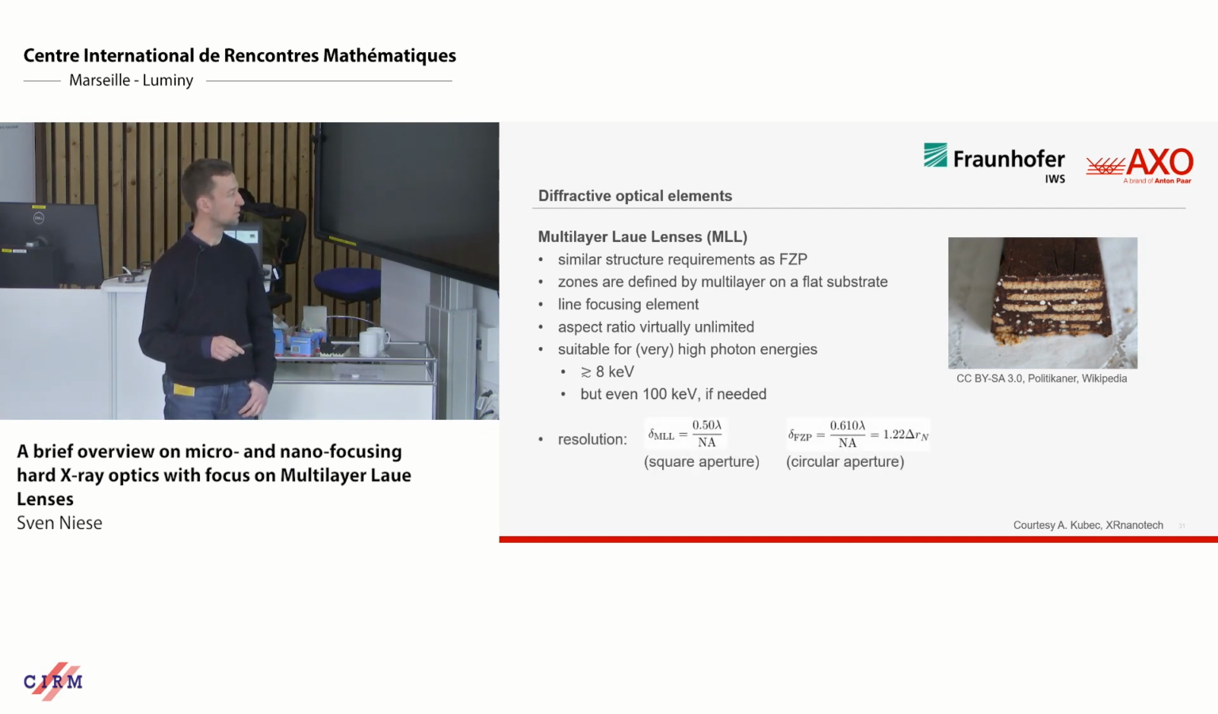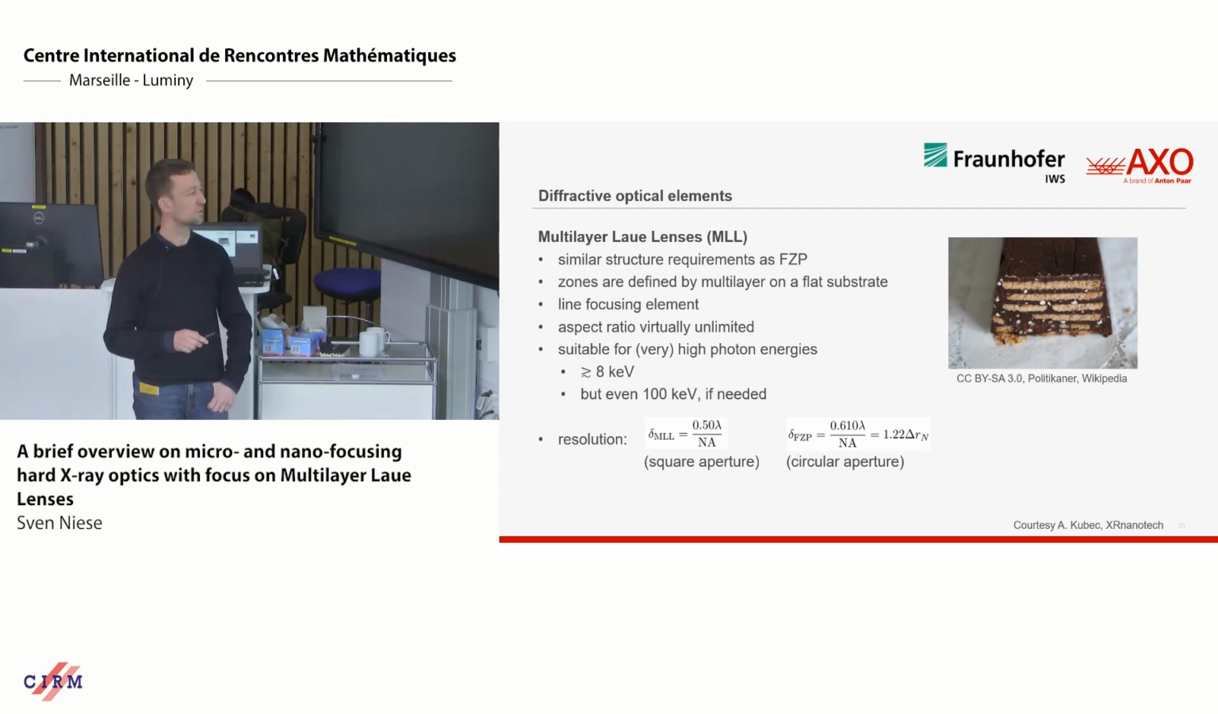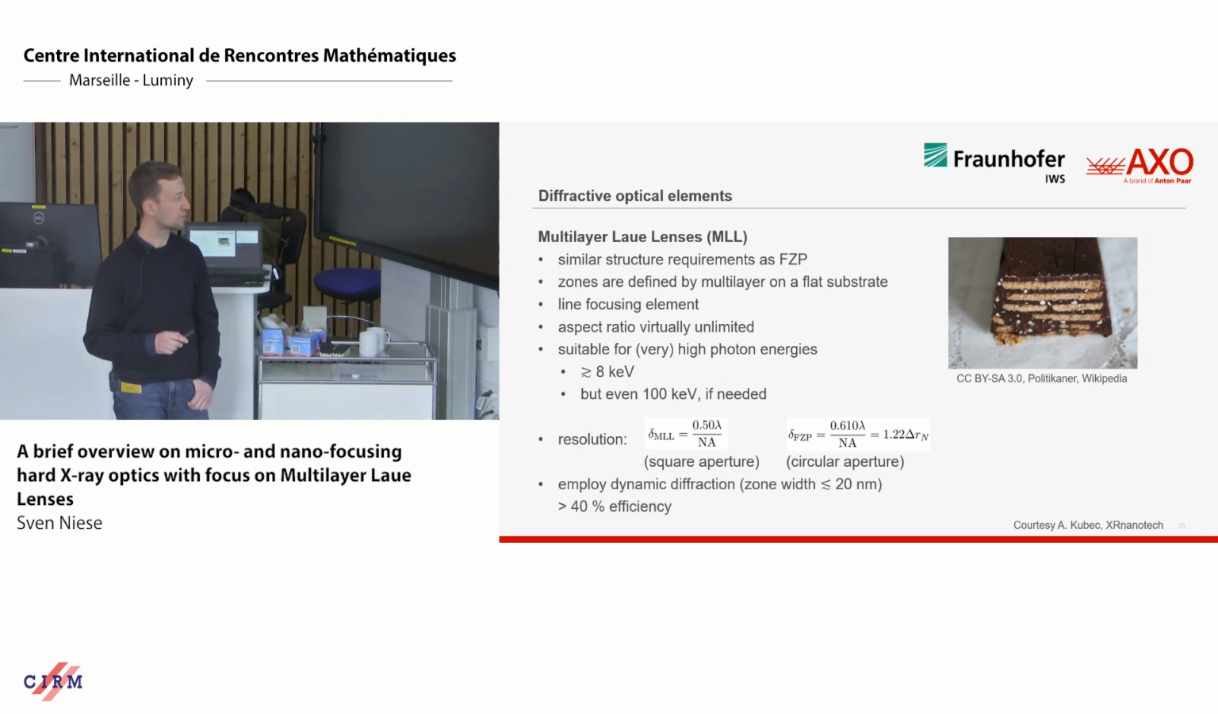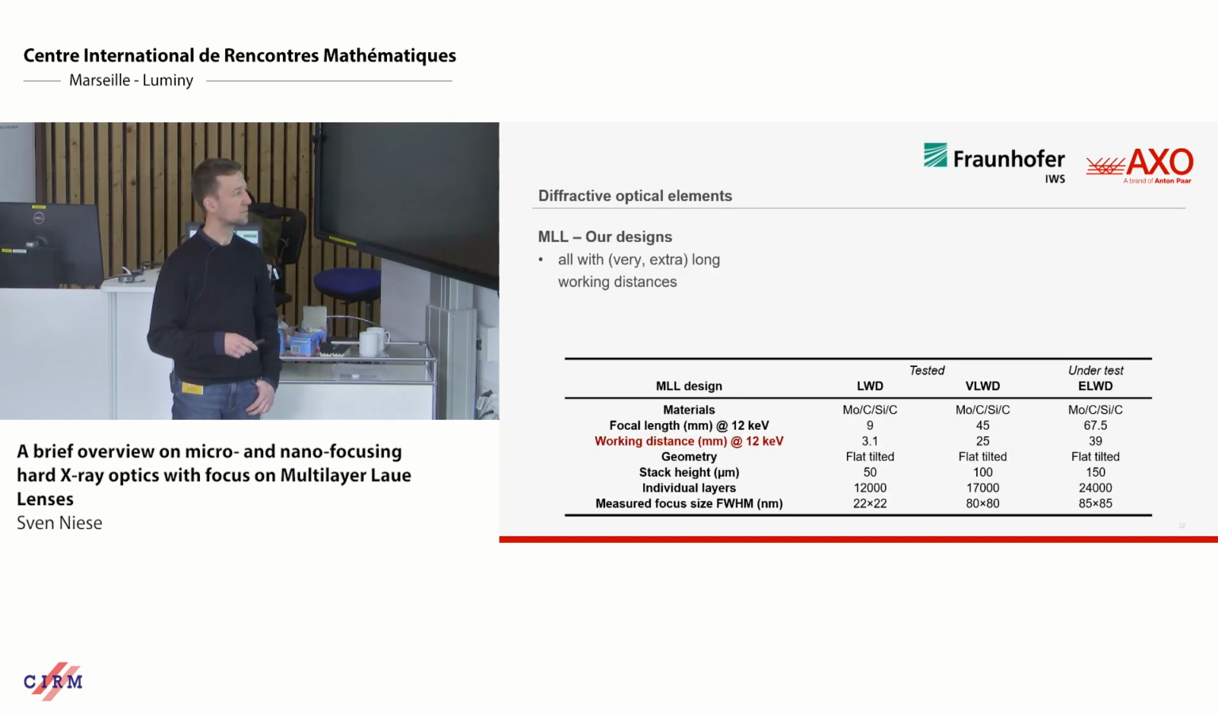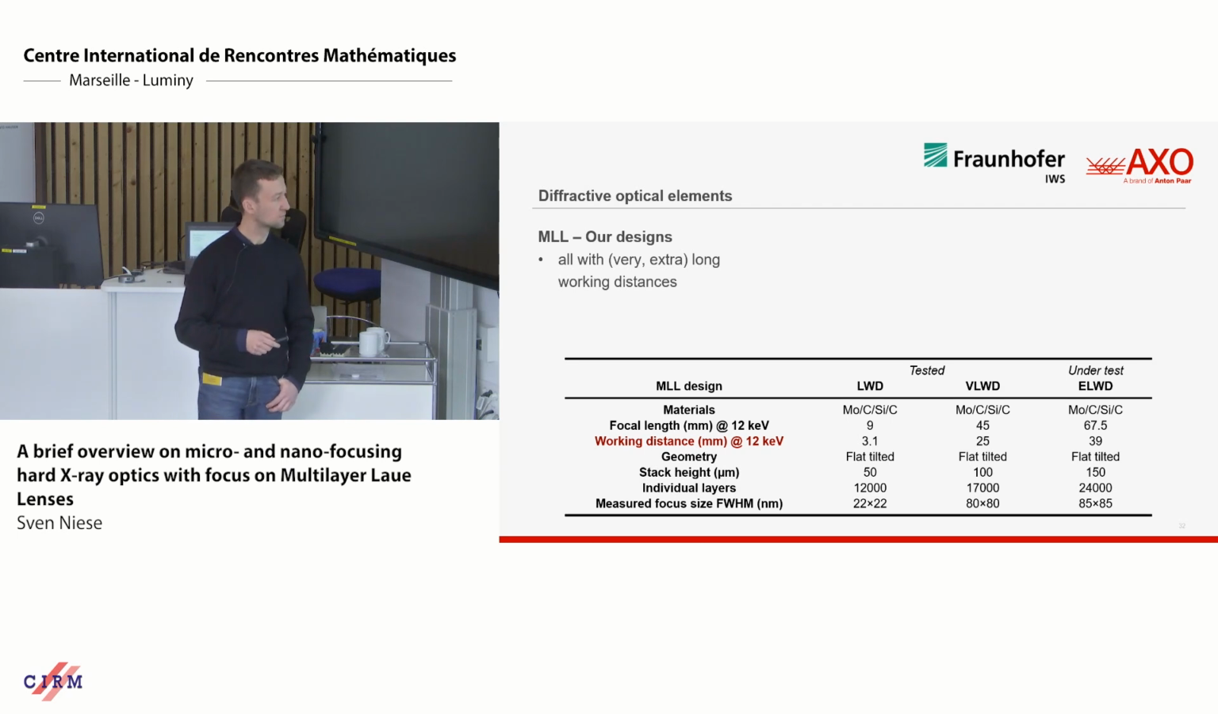The resolution is also linked to the numerical aperture. The factor here is a bit different from the zone plates since we have a square aperture instead of a circular one. And one good point is that we can employ dynamic diffraction because we have zones that are smaller than 20 nanometers. So we can go above the 20% diffraction efficiency of a classical diffractive lens.